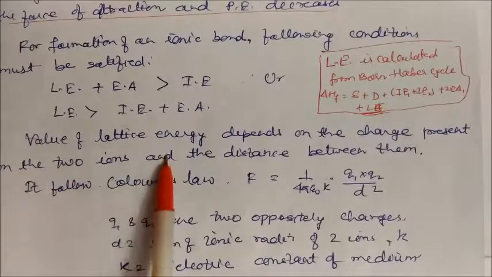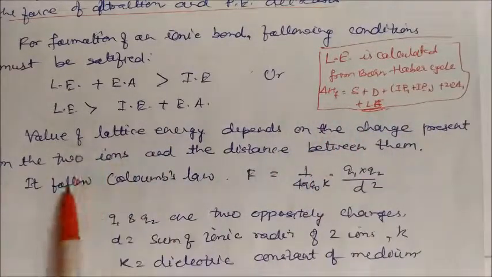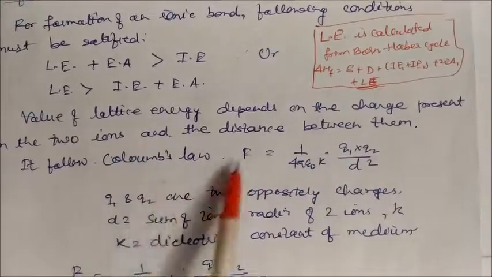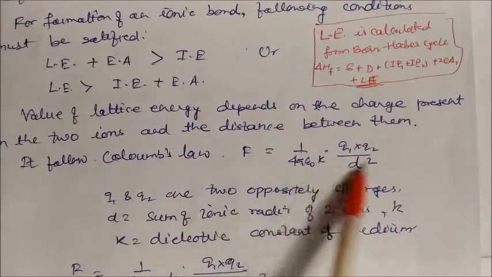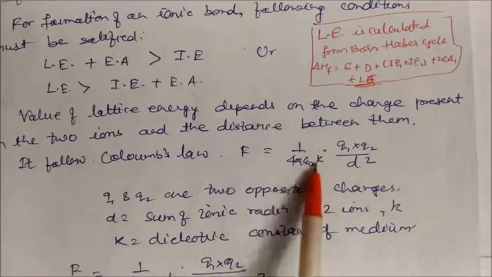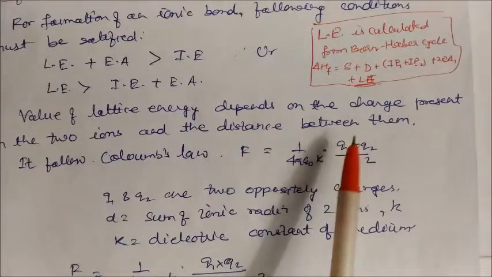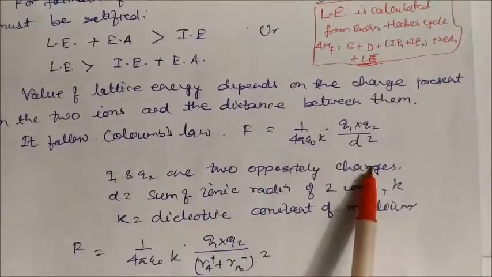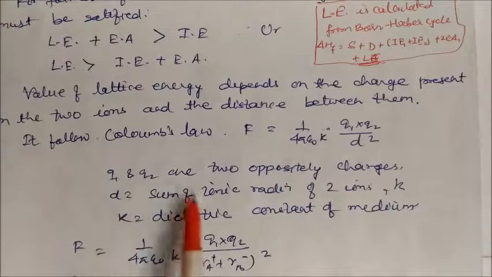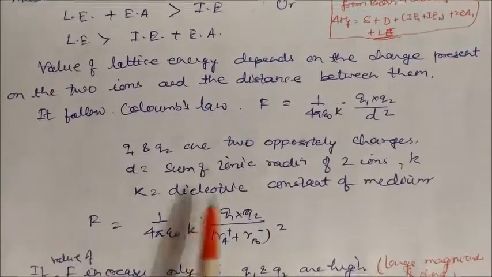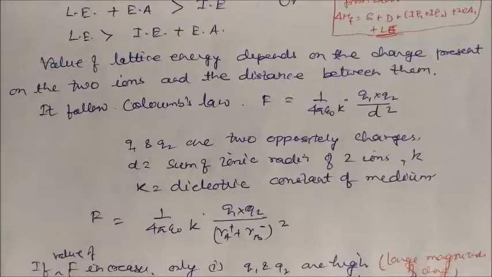So the value of lattice energy actually depends on the charge present on the two ions and the distance between them. Means it is following Coulomb's law. So Coulomb's law, this is the formula. Electrostatic force is equal to 1 by 4 pi epsilon into K, and Q1 into Q2 divided by D square. What is Q1, Q2? They are the two oppositely charged ions. And what is D? D is the sum of the ionic radii of the two ions. What is K? K is the dielectric constant of the medium. So this is the formula.